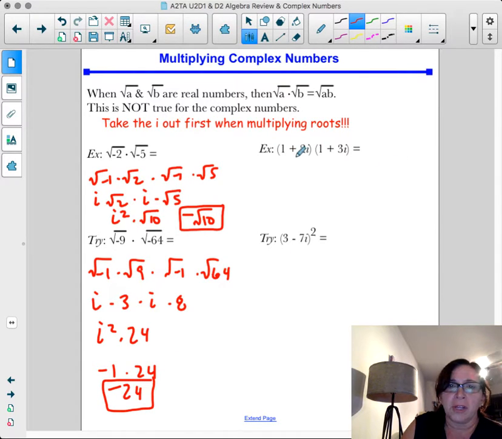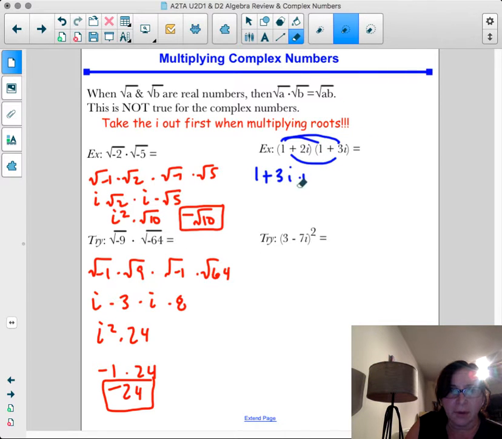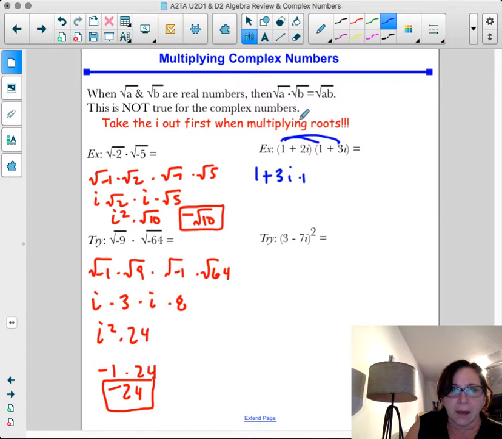This problem, we're going to FOIL, okay? And we are going to go 1 times 1, which is 1, plus 3i. And then we're going to go 2i times 1, which is plus 2i. And then we have 2i times 3i, which is going to be 6i squared.